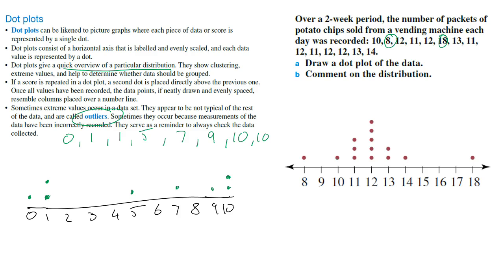Okay. So part B says comment on the distribution. So what you can see is you can get the range. You're going from 8 to 18. Your range is 10. Most of the data is between sort of here. That's where most of the data is. All right. These more outlier ones between 8 and 18, not much sold up there. So if you had 20 packets of chips each day, you're pretty much going to be covered in terms of trying to make sure you've got enough chips in the vending machine so you don't run out. That's how you can use that data.